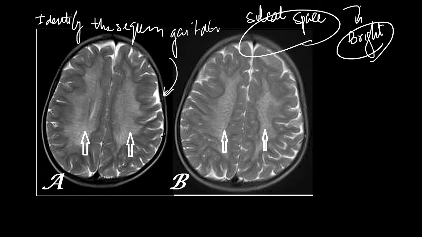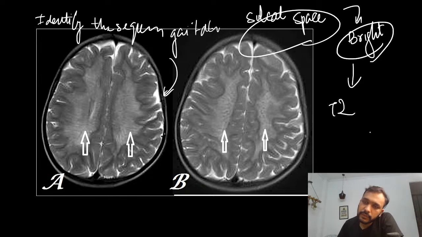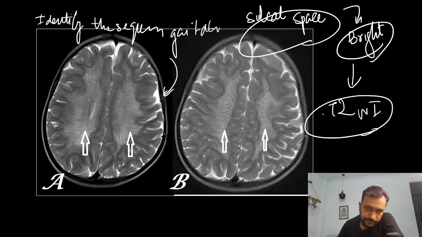Don't have a look at the white matter, because there is some white matter abnormality. It is a demyelinating disease. That is why your white matter is appearing bright. Because of the demyelination, the white matter is appearing bright. So your CSF spaces are appearing bright. That is why it is a T2 weighted image, right?